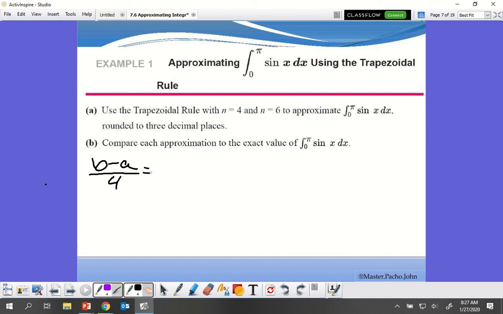Where did you get the 4? Because n equals 4, yeah, equals 4, sorry. All right, so I'm going to end up with pi over 4. So this is my delta x. That's a change in x. So that's going to be the width of each one of these, right?